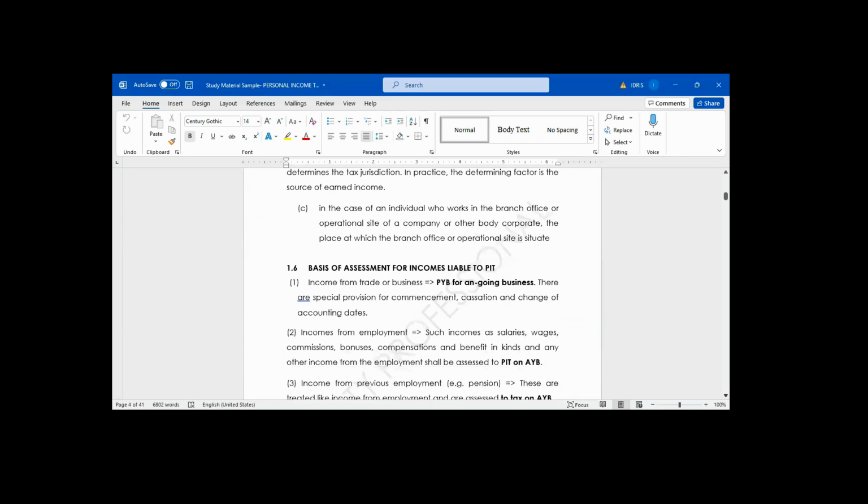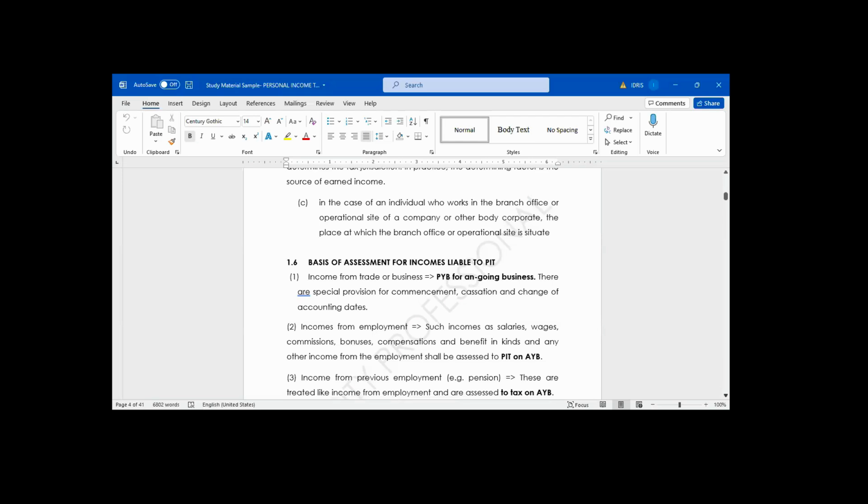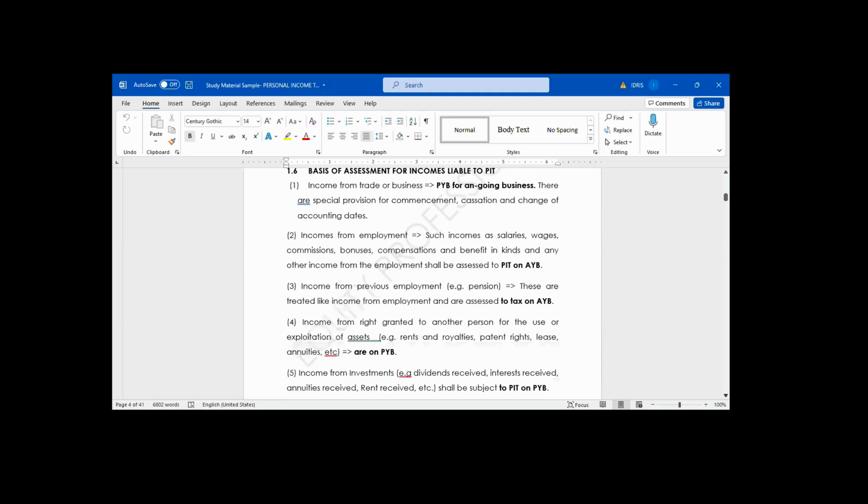So the topic is personal income tax computation for individual, for employee, for sole trader. How do we compute personal income tax? Now, we need to have it in our mind that this personal income tax, we assess it to tax either on actual year basis or on preceding year basis. There are some incomes under personal income tax that are assessed to tax on preceding year basis, while some incomes are assessed to tax on what? Actual year basis.